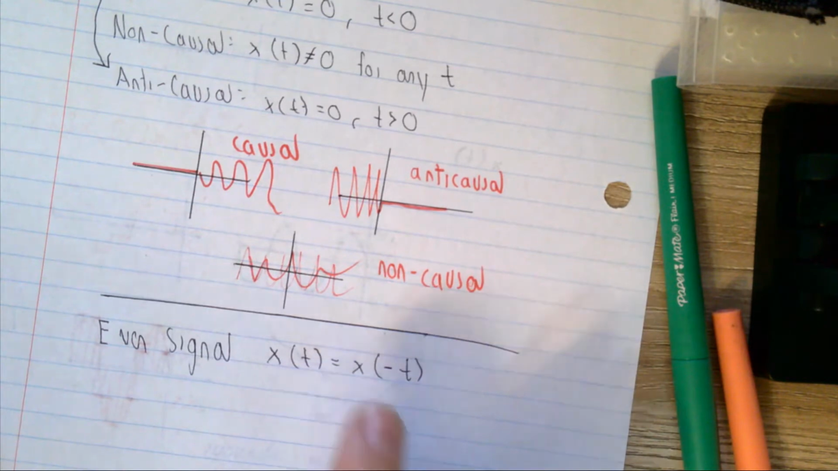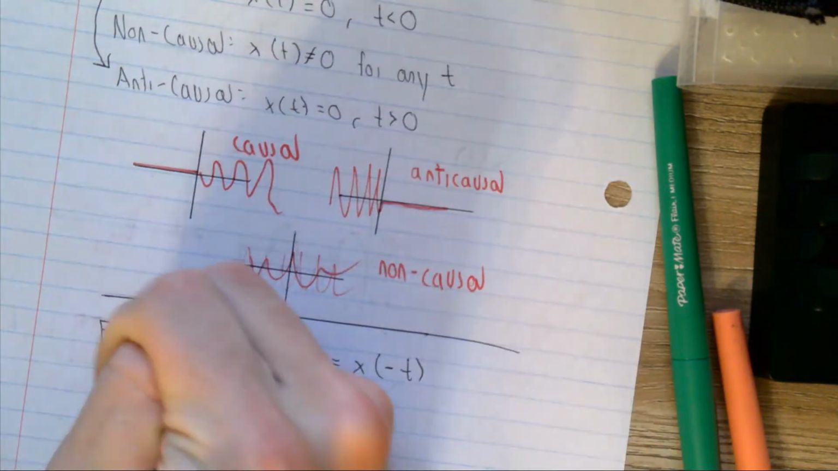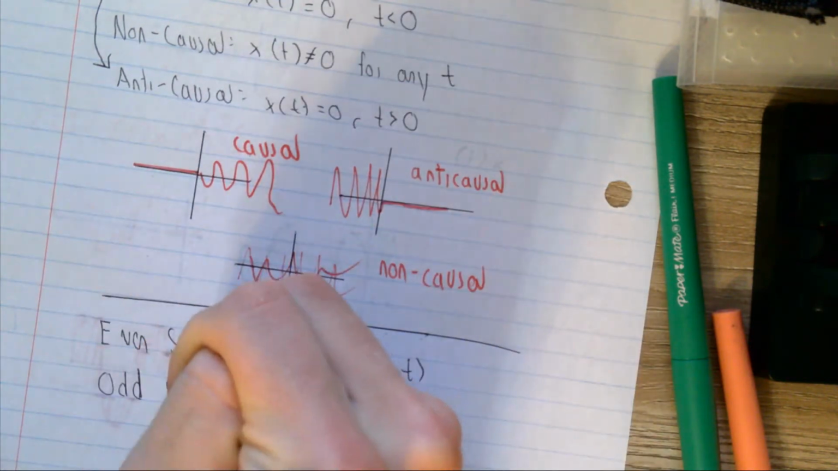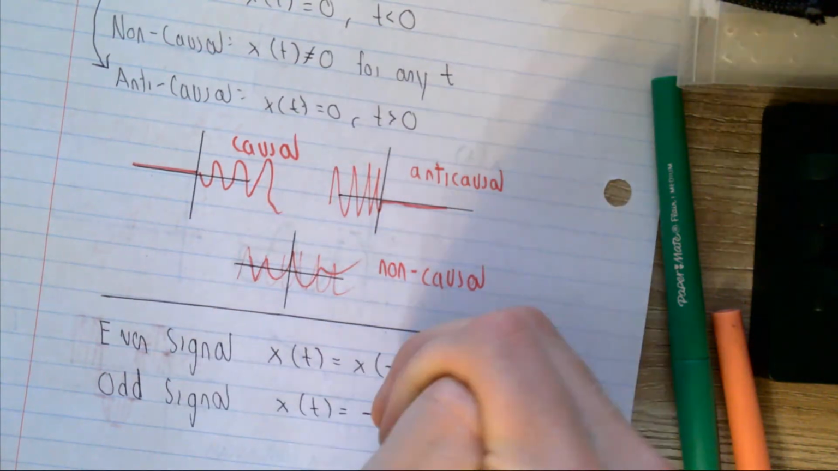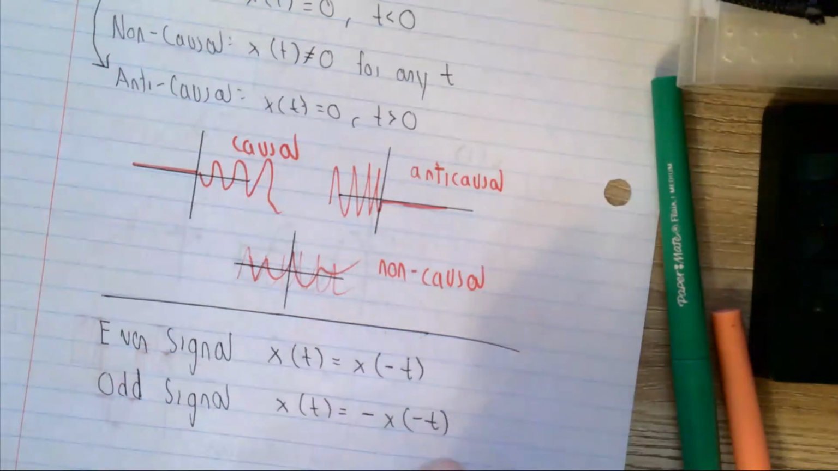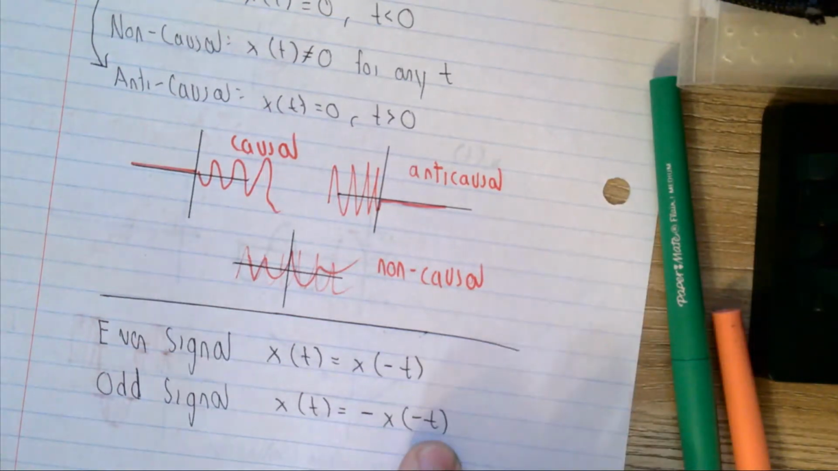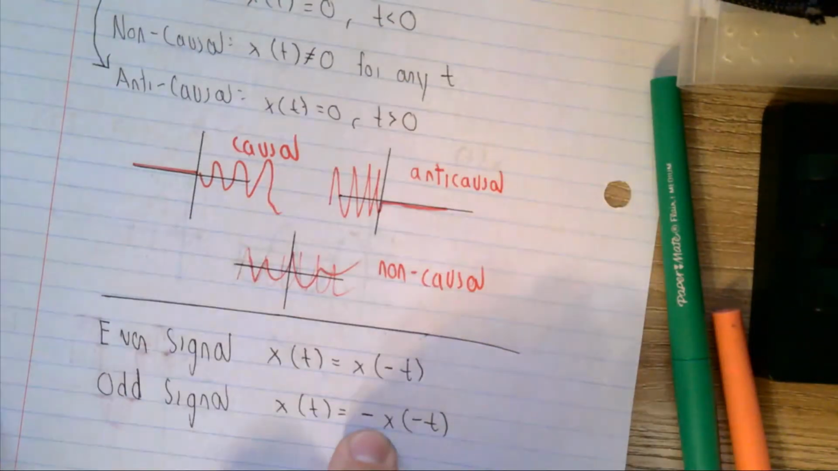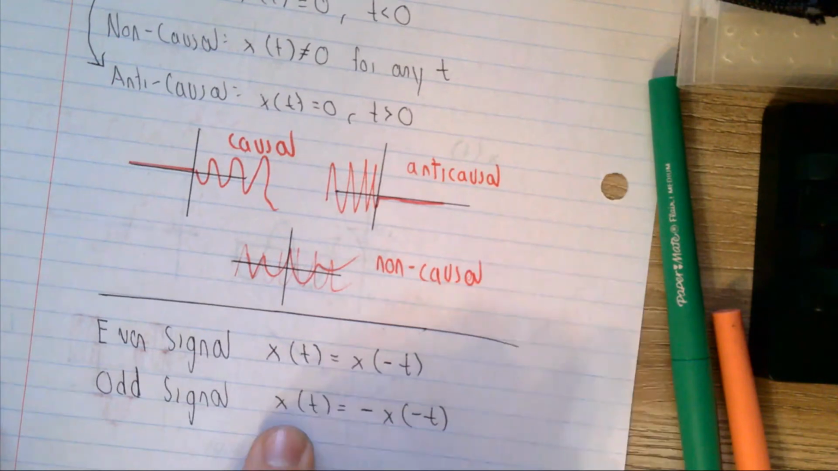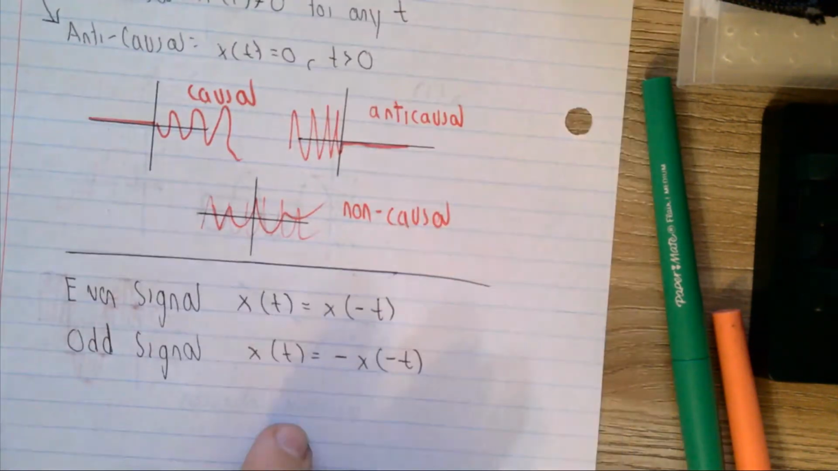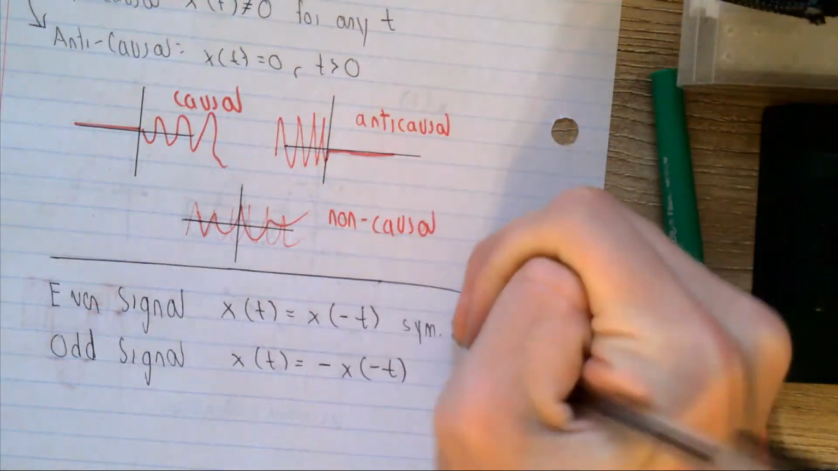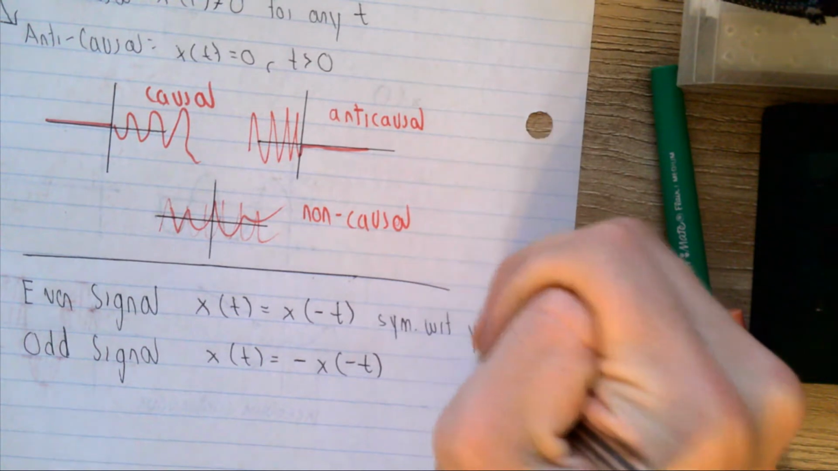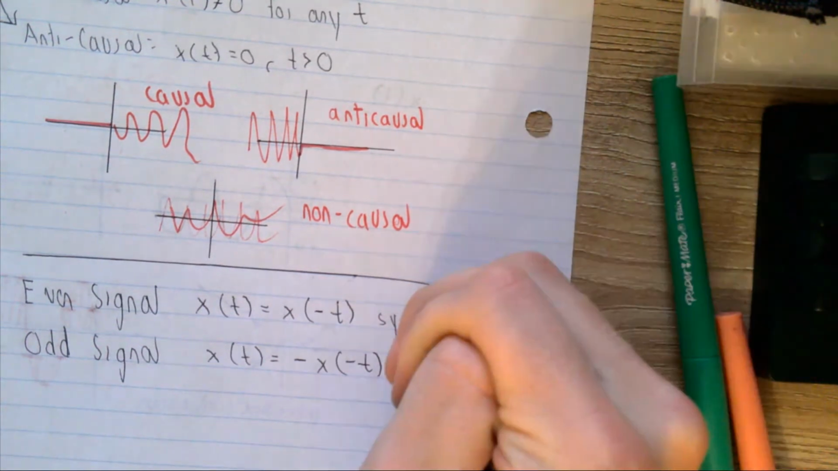However, if you have an odd signal, if you plug in a negative value for t, it's going to pop out a negative to cancel with that one in order to equal the original x of t. In the even signal, what you need to know is it's symmetric with respect to the y-axis, but an odd signal is symmetric with respect to the origin.